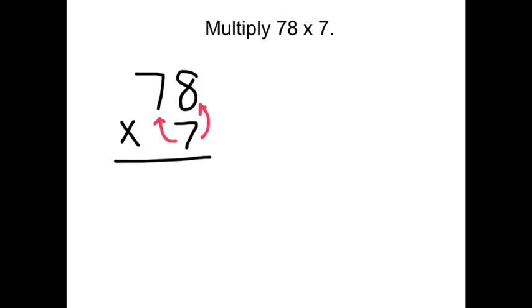So here we go. 8 times 7 is 56. The 6 comes down and we carry the 5. Now we finished with the 7 times the 8. Now we need to do 7 times the 7. So 7 times 7 is 49. 49 plus the 5 is 54.